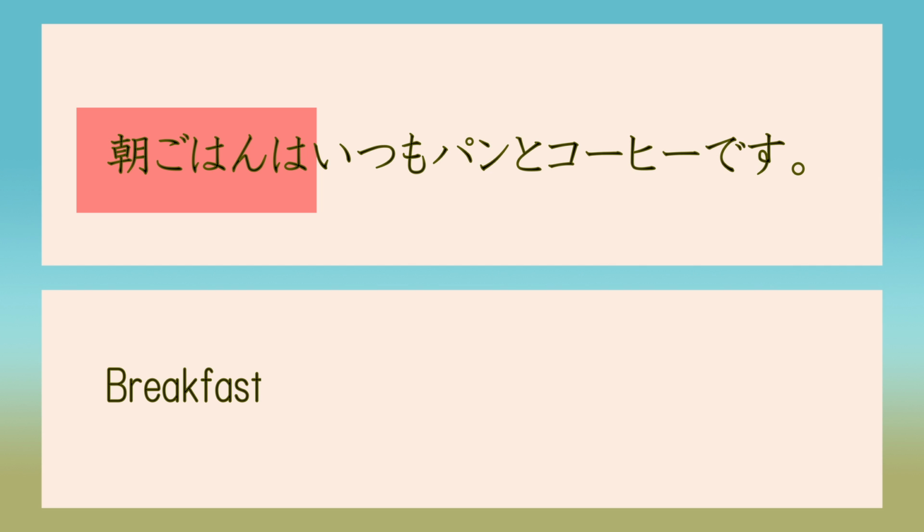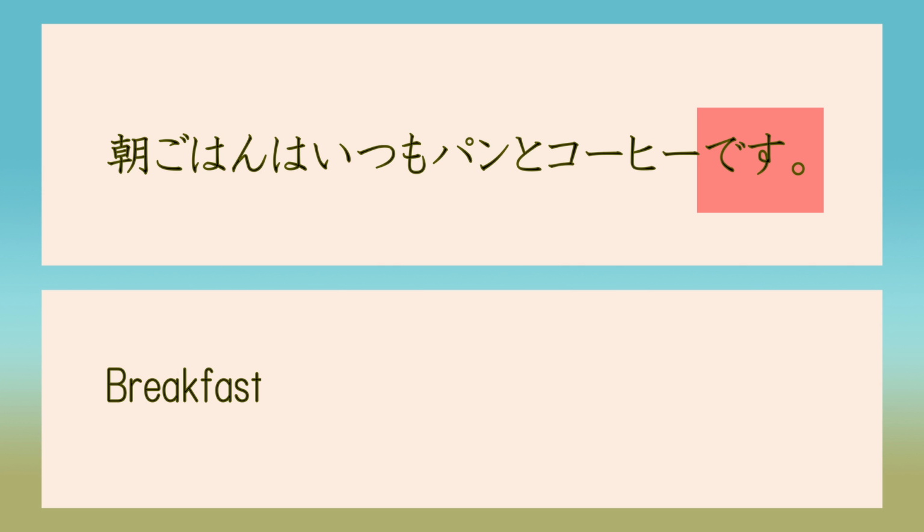Asagohan wa itsumo pan to kohi desu. Alright, where is the topic? Let's look for the wa marker. Asagohan wa, so asagohan, breakfast, is the topic. Let's have a look at the final verb. So we go at the end of the sentence, and here we have desu. So desu is not really a verb. It could sometimes be translated by the verb to be, but not all the time. But for now, let's keep it like this.